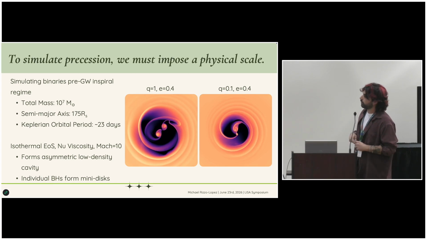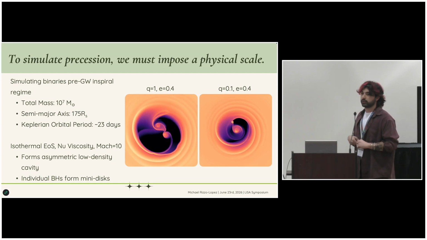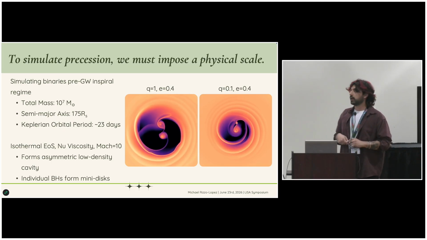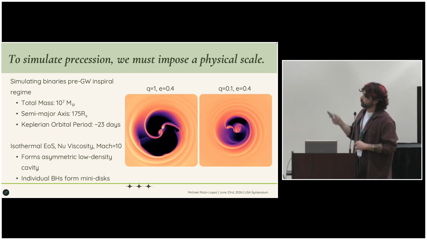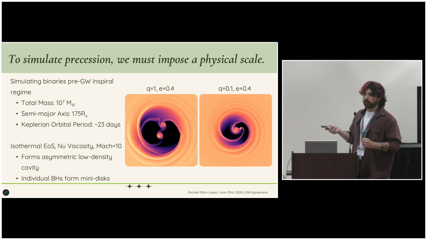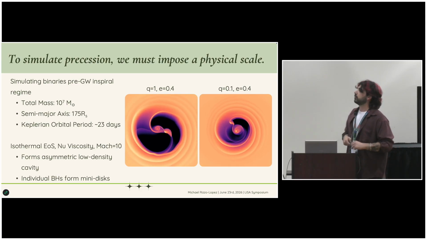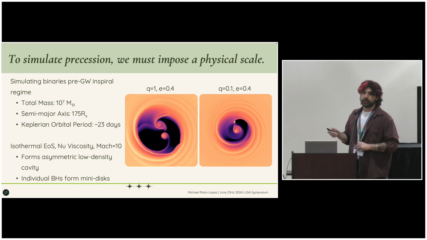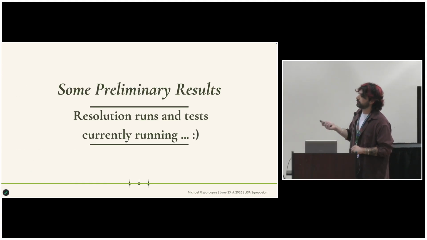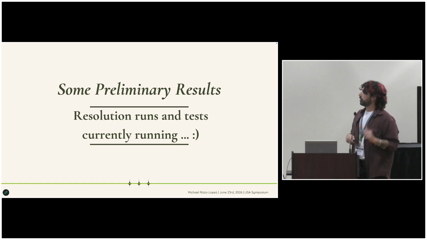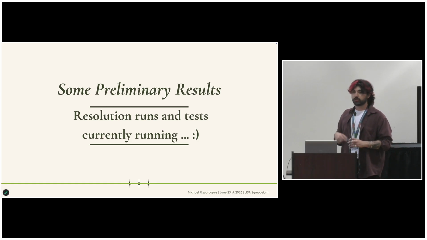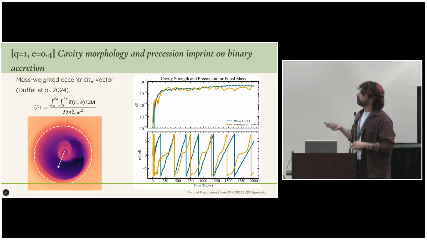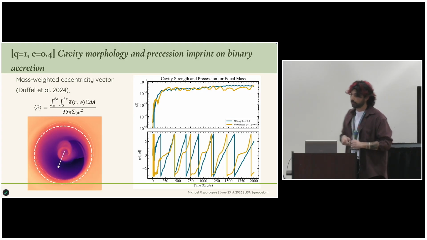And we simulate this with a locally isothermal equation of state, constant nu viscosity disk with an aspect ratio of 0.1, or equivalently a Mach number of 10. And I just want to point out that some of the things we'll be talking about are the morphology of the gas, like this low density asymmetric cavity, and also the individual mini disks that each of the black holes of the binary has. So these are some of our preliminary results. We're still actively running some resolution tests and a couple of different things that we're excited to see, but just to show some of the stuff that we've got so far.